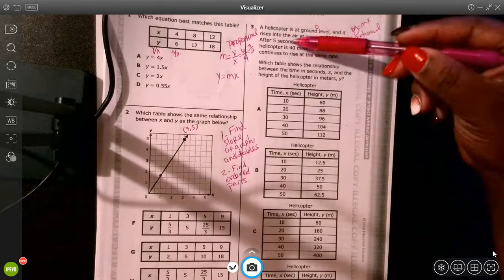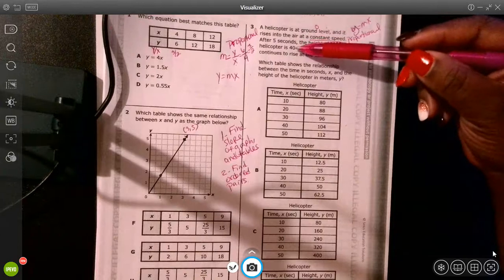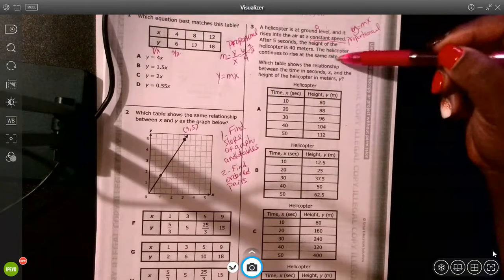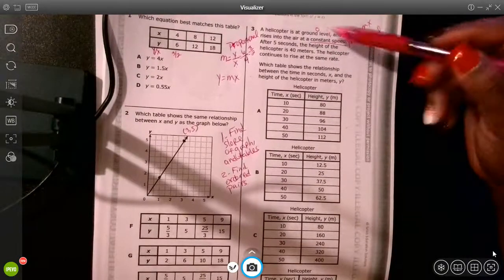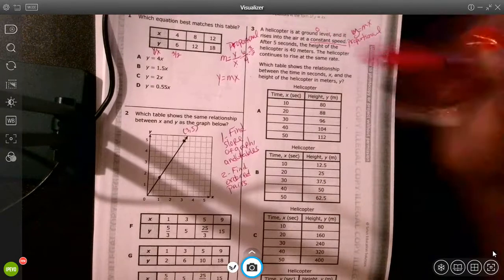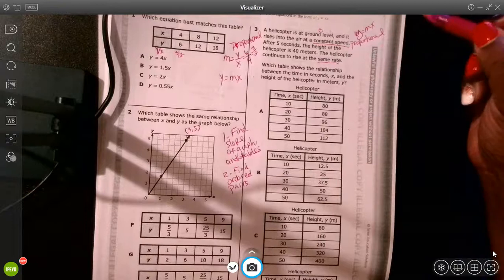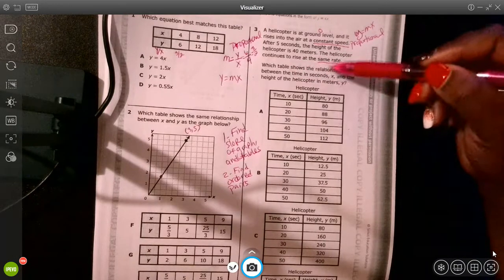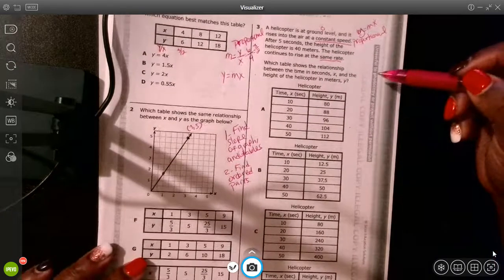After 5 seconds, the height of the helicopter is 40 meters. The helicopter continued to rise at the same rate. So the rate is not going to change and it keeps rising. So again, same rate leads to proportional, but we're still going to check that. Which table shows the relationship between the time in seconds X and the height of the helicopter in meters?